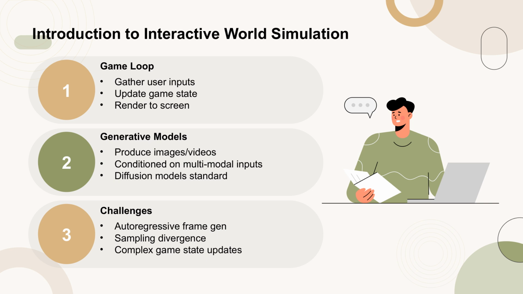However, simulating interactive worlds in video games presents unique challenges, such as the need for autoregressive frame generation, which can lead to instability and sampling divergence. Additionally, complex game state updates, such as managing health and ammo, attacking enemies, and opening doors, must be handled efficiently. This work aims to address these challenges by demonstrating that a neural model can simulate a complex game like Doom in real time with high visual quality.